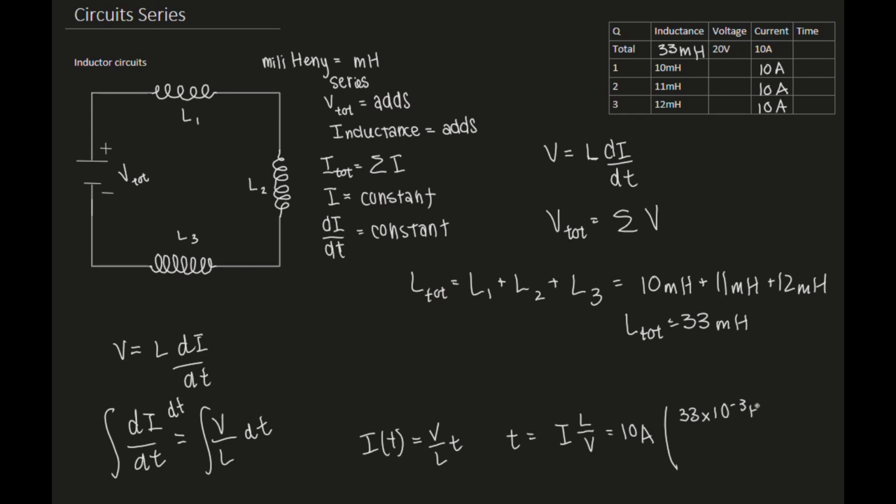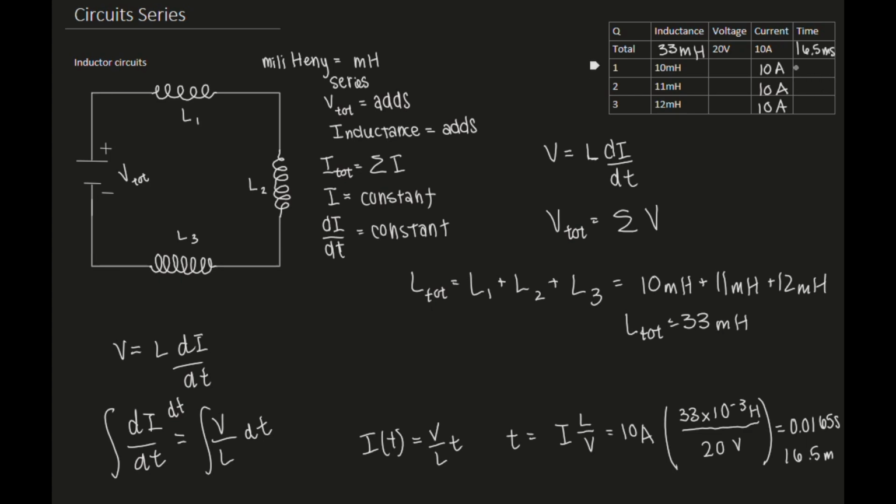I'm not going to want to keep that in millihenries. I want to keep it in henries in order to convert to seconds for my time, divided by the voltage, which is 20 volts. When I plug that into my calculator, I get 0.0165 seconds, or I could rewrite that as 16.5 milliseconds. So I can say that this is 16.5 milliseconds. And that is going to be the time across the entire circuit.